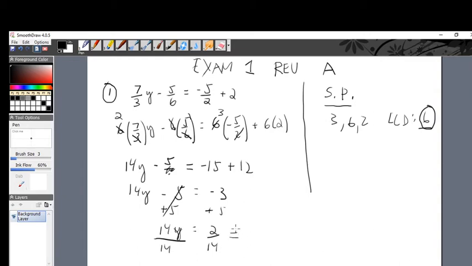And let me put the answer here just to make sure it doesn't go off the paper. Y is equal to 1/7. That's the answer you need, because 2/14 is something that you can reduce, so you must reduce. So y is equal to 1/7. There is problem number 1.